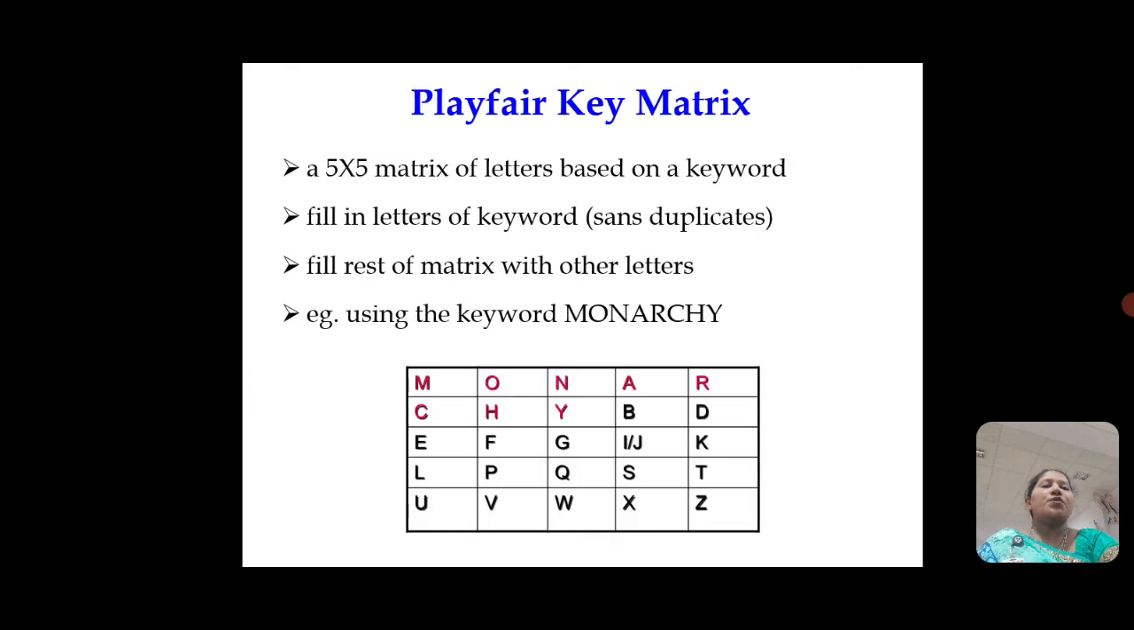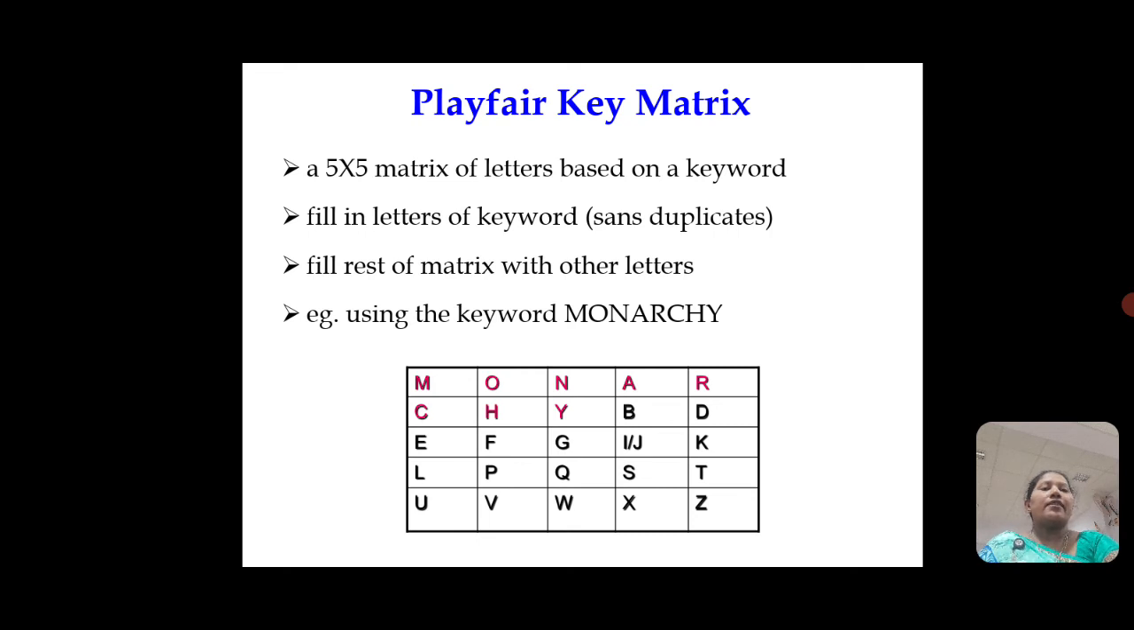Here you will choose a 5x5 matrix depending upon the keyword you are using. You will fill in the keyword. In this example, in the table given below, MONARCHY is the keyword I have chosen. After that you will fill the remaining matrix because we have taken a 5x5 matrix. The remaining letters will be filled in such a way that there are no duplicates of the keyword letters. Okay, I will explain in detail.